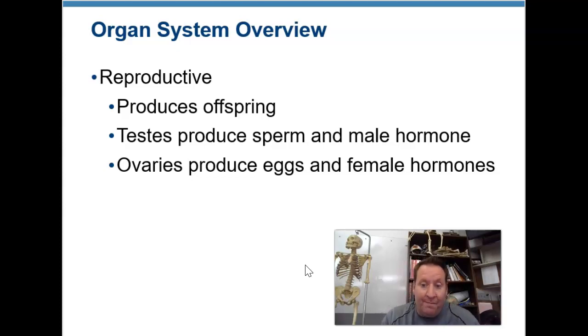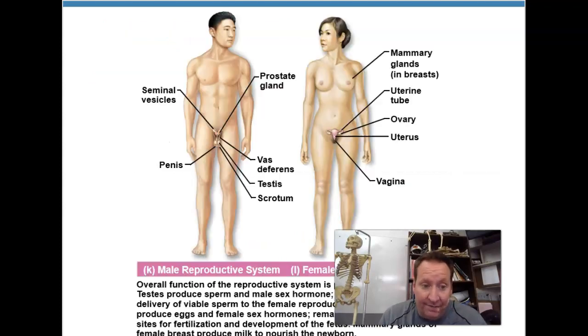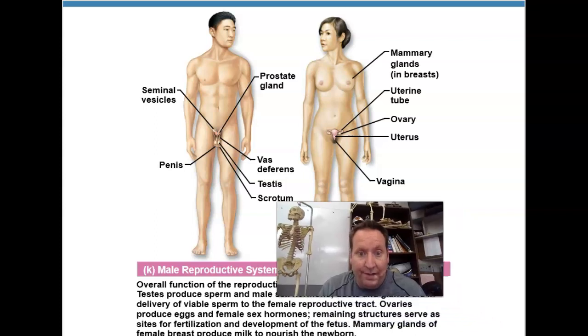The organ for the male is the penis, and for the female, we have the vagina. We also have some of these other structures like the prostate gland. The females have the uterus. They also have mammary glands within their breasts that are fully developed that are also counted as part of the reproductive system.